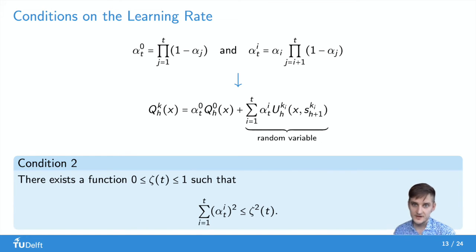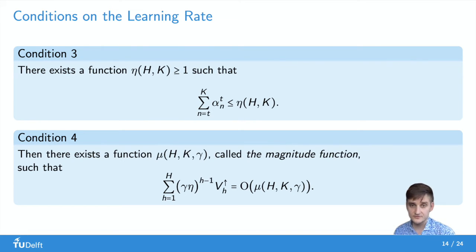For example, the updates are random, and to find the confidence bounds, we need to be able to quantify the variance of the updates. We do so by introducing a function zeta, which can be found if the learning rate is known. Similarly to zeta, we require two additional functions to exist. It is a more technical one, but intuitively it quantifies the regret propagation through the episodes. Mu, which we call the magnitude function, acts as a scaling factor. It quantifies how the regret scales with the problem data.